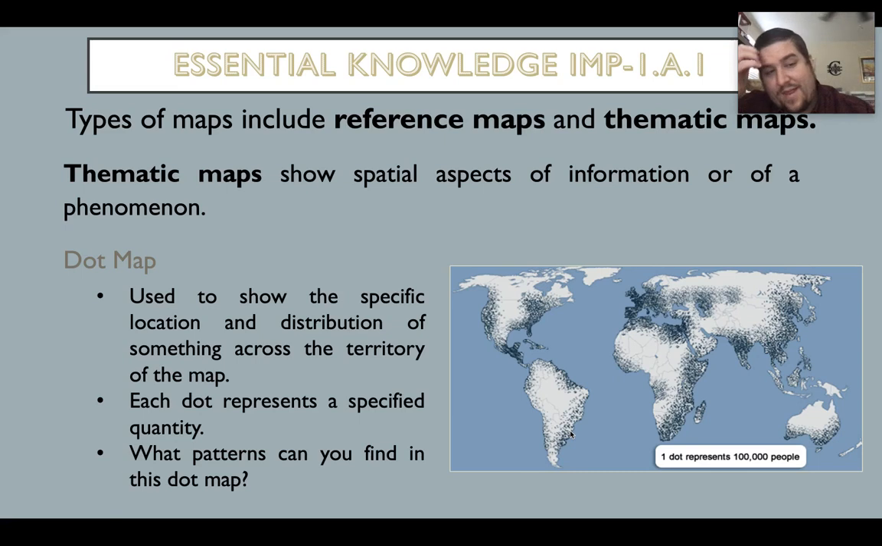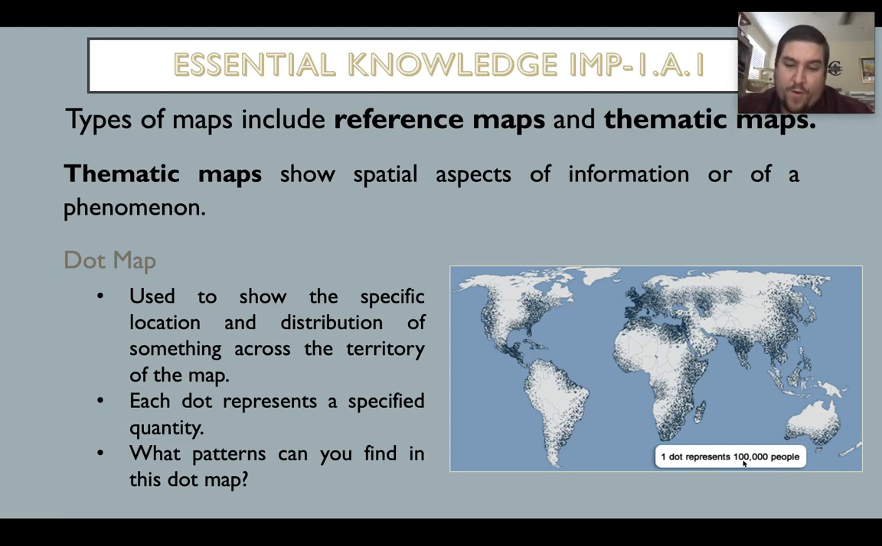Second type of map is a dot map. Usually what happens is for this one, it gives you one dot for every certain number of things. So it's used to show the specific location and distribution of something across the territory of the map. Each dot represents a specified quantity. So for this particular one, we look at the map, it says one dot represents 100,000 people.